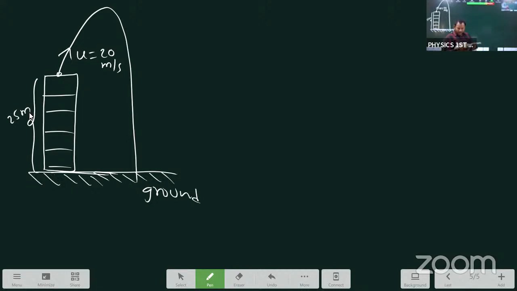How high will the ball rise? Meaning, how much height will the ball go? How much height will the ball be raised? First, a ball is thrown from the top of the multi-story building with how much velocity? 20 meters per second. So, student, H equals question mark. How much height will the ball be raised?